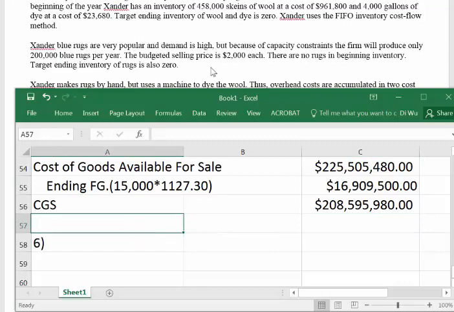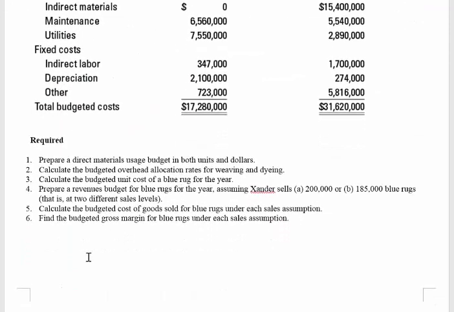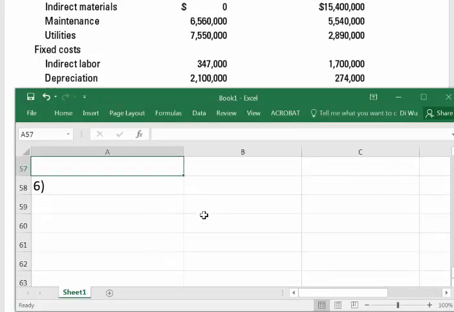Now we can take a look at question 6. The question 6 says, find the budgeted gross margin for blue racks and each sales assumption. Okay, so now the question 6 is not really difficult after you have the CGS and also you have the revenues, all kinds of things. So let's take a look at the question 6 here.